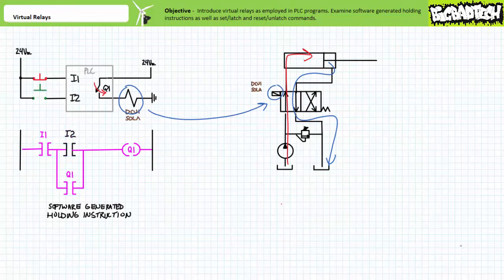If an operator released the green push button, the make instruction examining I2 would no longer permit logical continuity. However, the make instruction examining Q1 would still permit logical continuity onto output Q1, and output Q1 would remain energized.